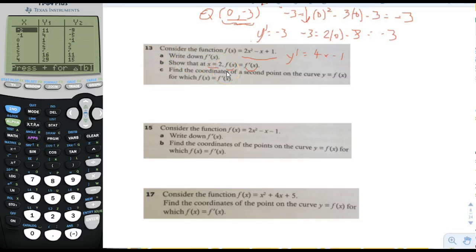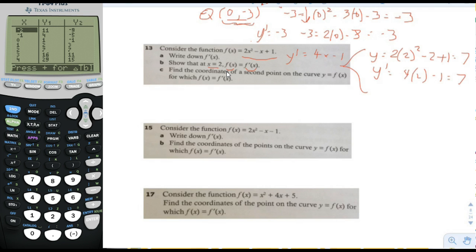Okay, now if I want to show that with algebra, what I would do is say y equals, and I would substitute in 2 for the original function. I would say y equals 2 times 2 squared minus 2 plus 1, and then that would equal 7. And then the gradient function, same thing. I would say 4 times 2 minus 1 equals 7.